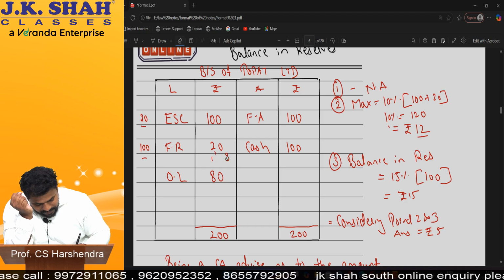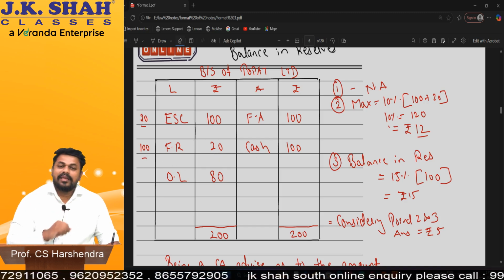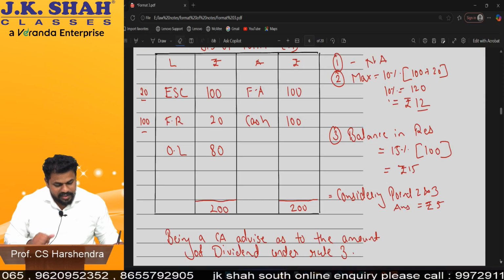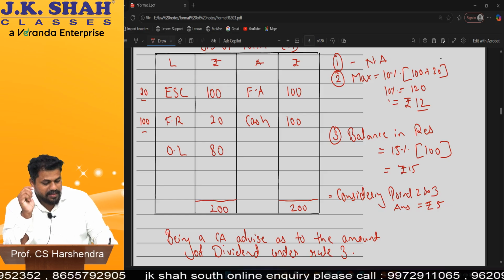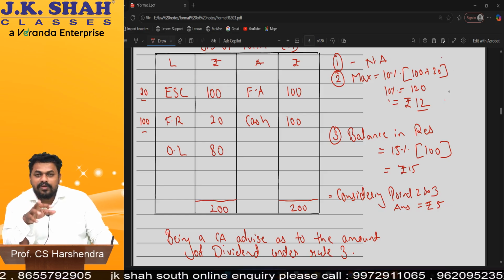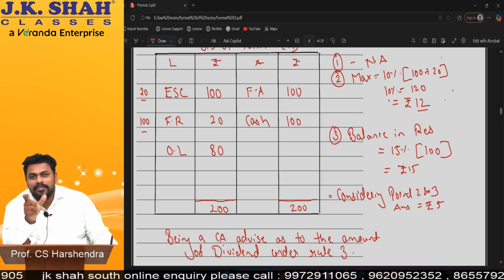Answer is ₹12. How come you get 12, sir? See, first point will always be not applicable, same. Second point will also be 12. 20 plus 100, 120, 12. The 12 rupees is the maximum amount which you can give.